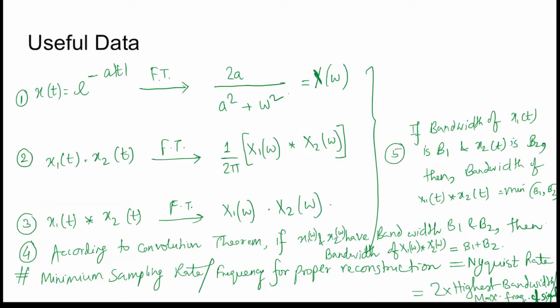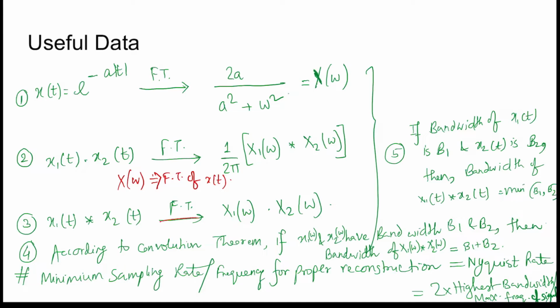Coming to the useful data, the Fourier transform of e to the power minus a modulus of t equal to 2a divided by a square plus omega square. The Fourier transform of multiplication of x1(t) into x2(t) is 1 by 2 pi into X1(omega) convolution X2(omega), where X(omega) is the Fourier transform of x(t).